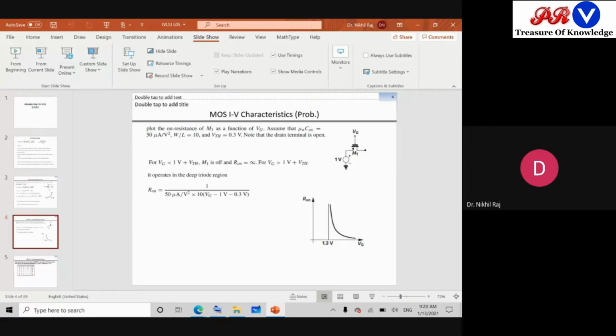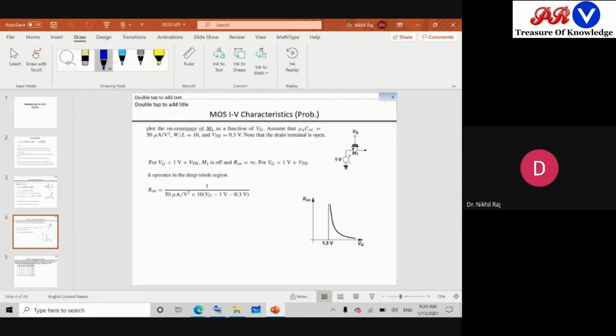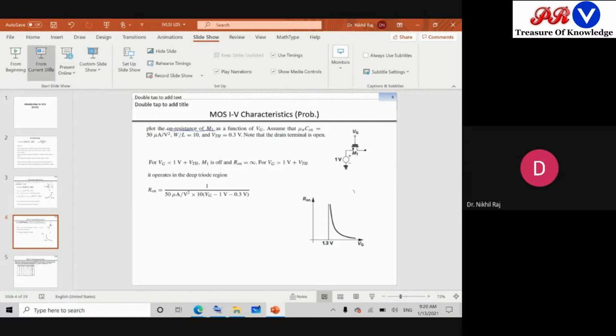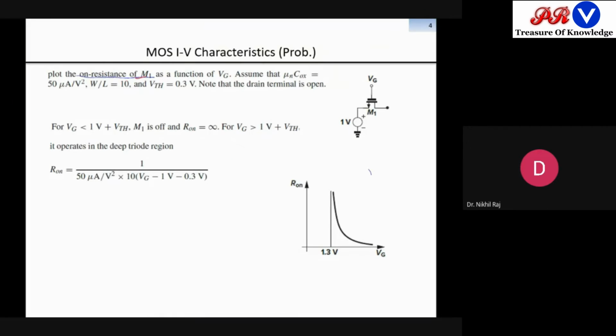So in the previous problem, it is saying to plot the on resistance of M1. On resistance of M1 means we are working where we see the resistive behavior. Resistive behavior is seen in the triode region. So this means we are talking about working in the triode region. So how it will work in triode region and how the on resistance will play a role with the change in Vg, that we have to plot, and the associated parameters are given. And one more piece of information is given, that the drain terminal is left open. So this means this drain is open, this can take any value.